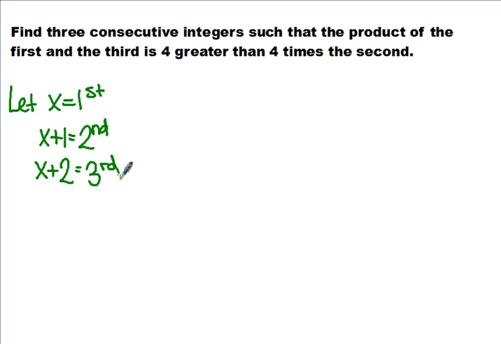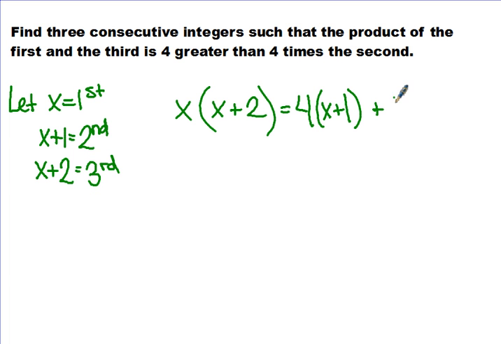Alright, so from there we're going to set up our equation. It says find 3 consecutive integers such that the product of the first and the third. So we're multiplying the first, which is x, times the third, which is x plus 2. The product of the first and the third is, so this equals 4 greater than 4 times the second. I'm going to do 4 times the second first, so that's 4 times x plus 1. And it's 4 greater than that, so I'm going to add 4 to the end. You could add 4 to the beginning of that as well if you wanted to.